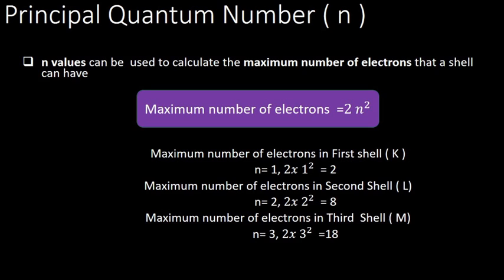Next, the L shell, n is equal to 2. So it will be 2 into 2 raised to 2. 2 raised to 2 is 4, so 2 into 4 is 8. So the L shell, or n is equal to 2, the energy level, can accommodate a maximum of 8 electrons. If there are 9 electrons, the ninth will go to the next energy level. Similarly, the third shell is 18.